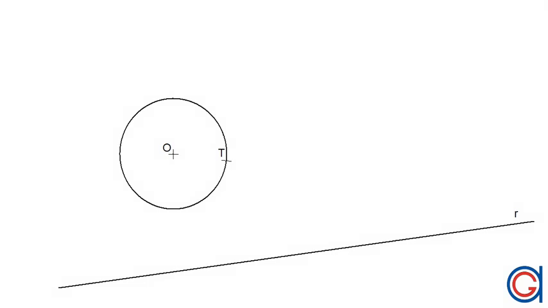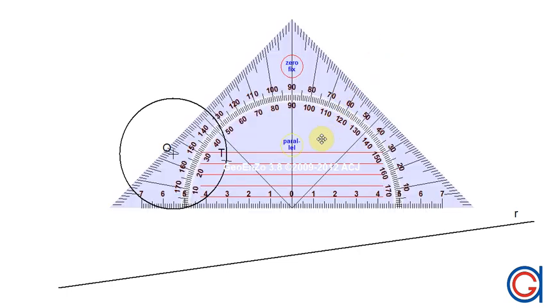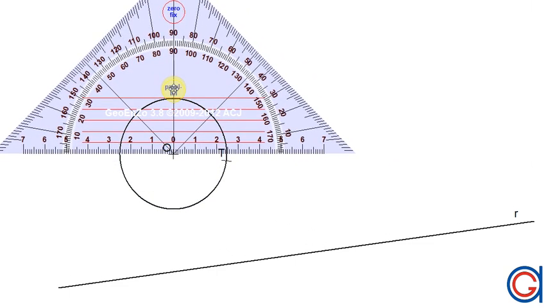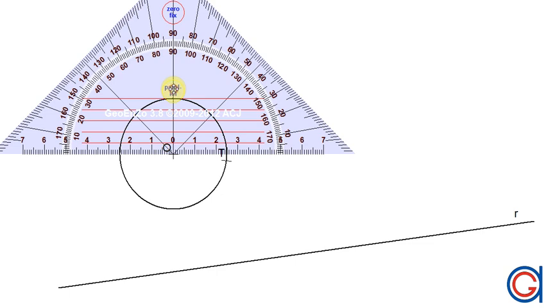Hello, today we are going to learn how to construct the tangent circle to a given line R and also to a given circle with a given tangent point T as shown here on the screen. So the first step is to draw a line starting at the origin O and passing through the tangent point T and elongating it as shown here.